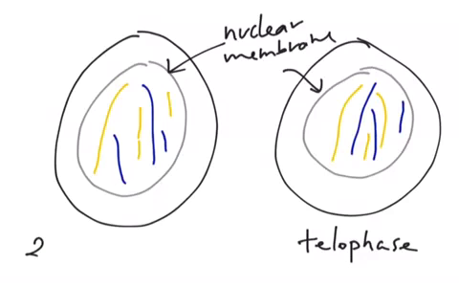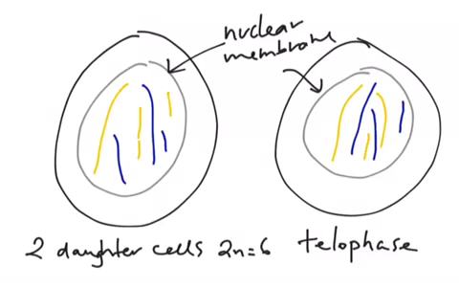So we have two daughter cells, each with a diploid number of 6. So they're identical to the parent cell, each with 6 chromosomes. So this is one mitotic division. So one parent cell has become 2 daughter cells.